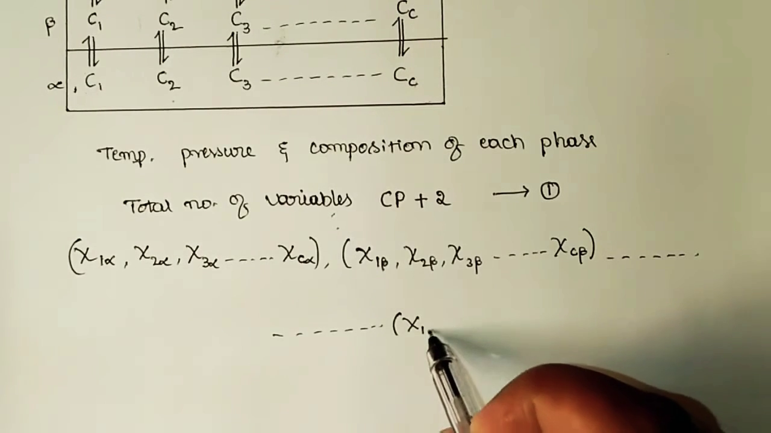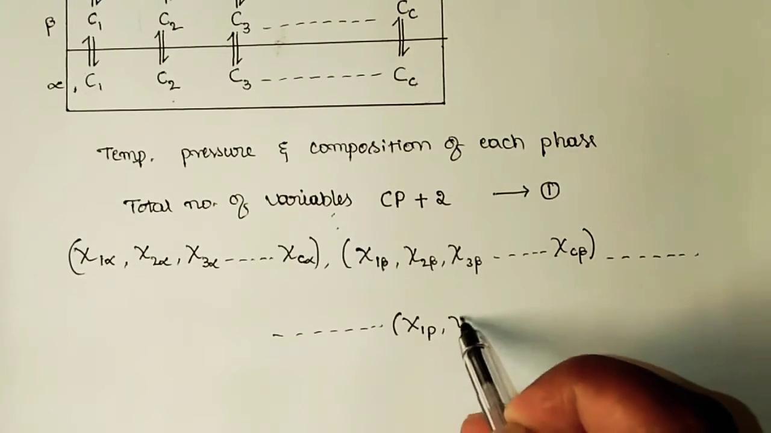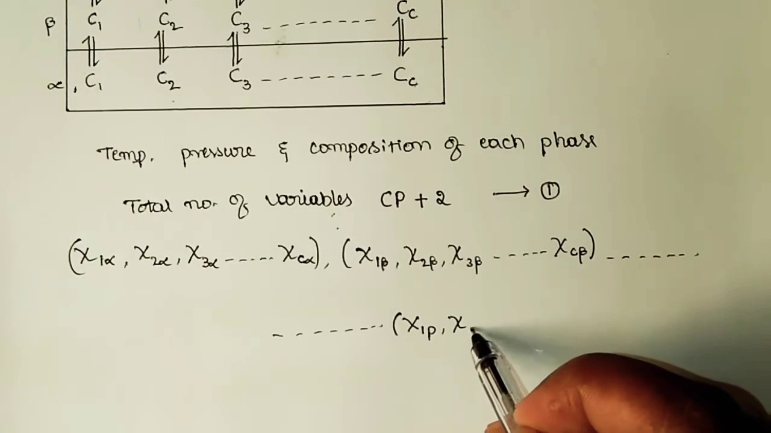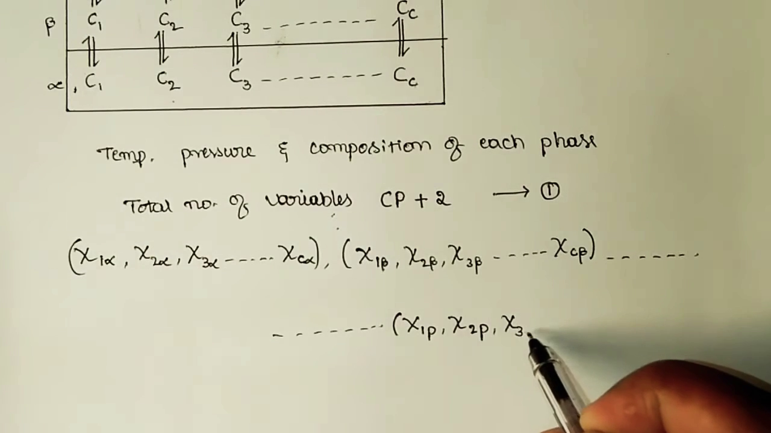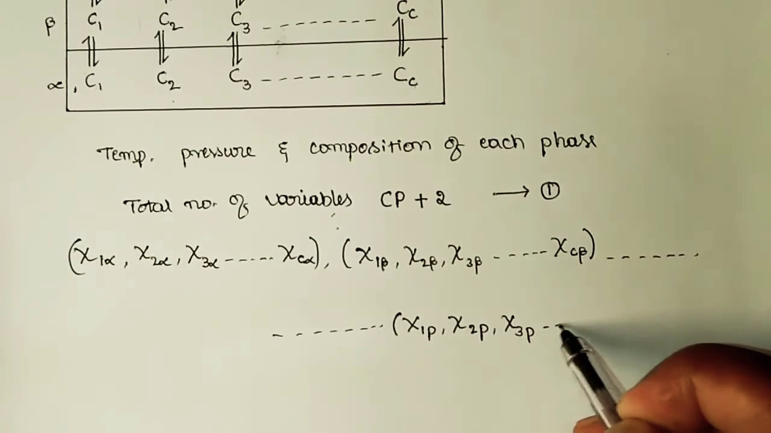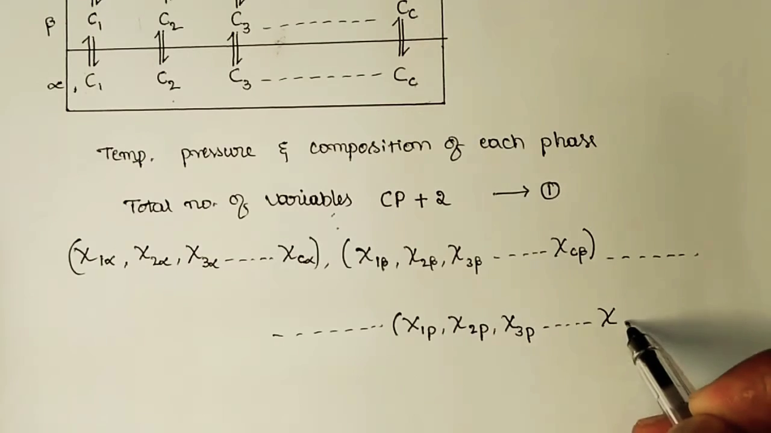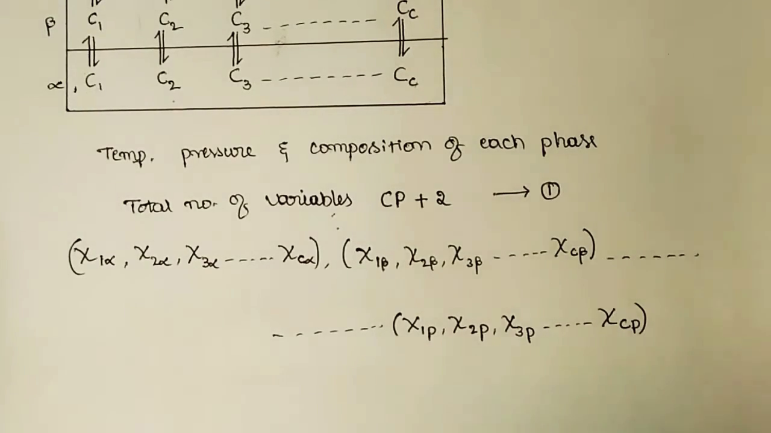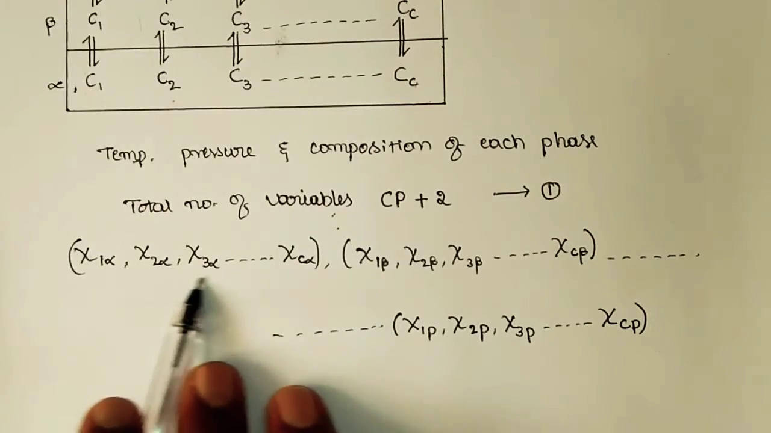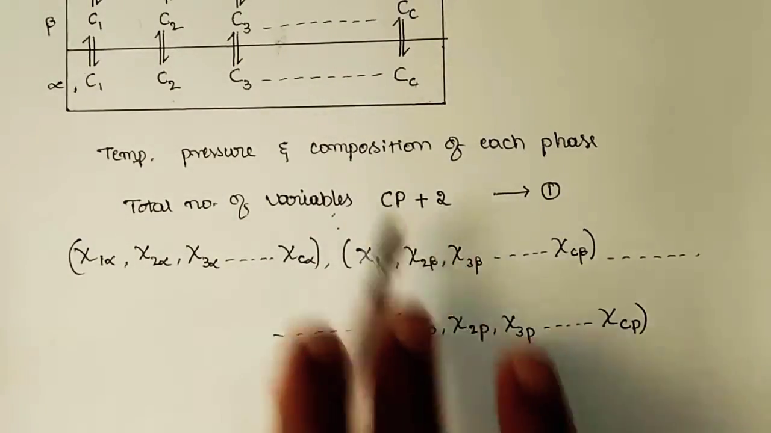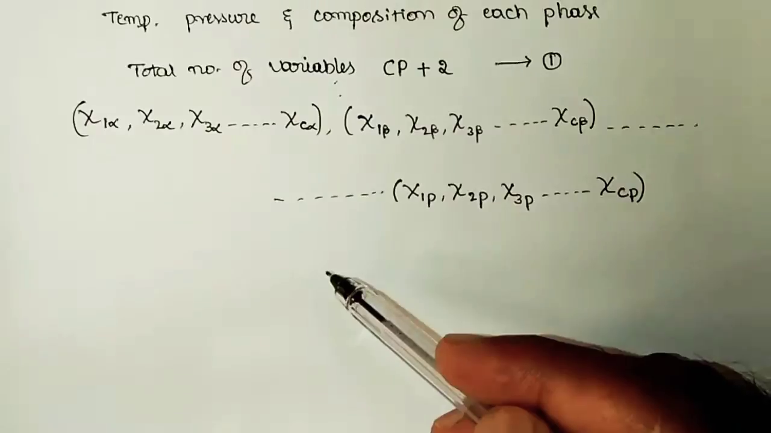composition of the first component in P phase, that is mole fraction of the second component in P phase, as well as composition of third component in P phase, and composition of the C component in P phase. So this is the composition of each phase with respect to all the components present in a system.